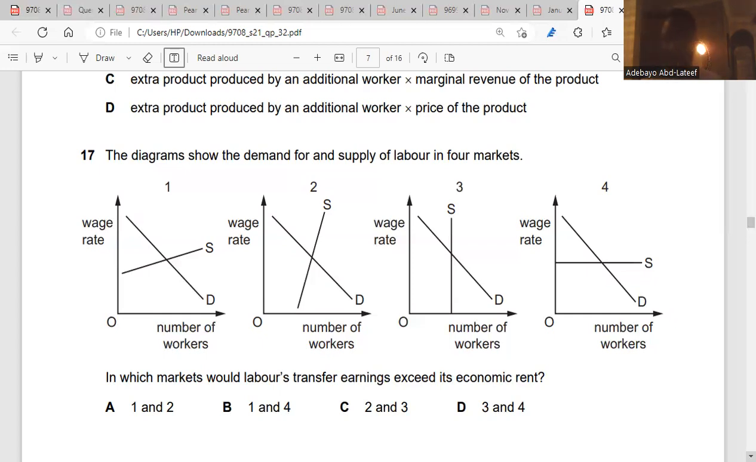So which points would make transfer earnings exceed our economic rent? First, where your wage rate is falling, where you can shift your demand curve rightward at 1. Your demand curve can shift rightward from D.